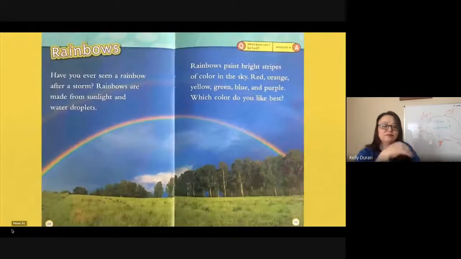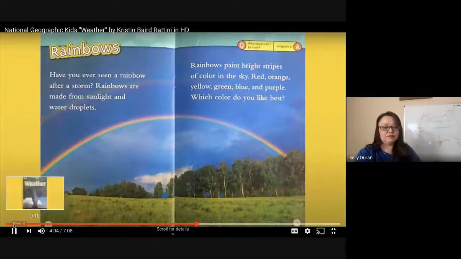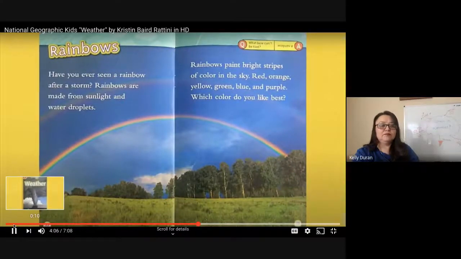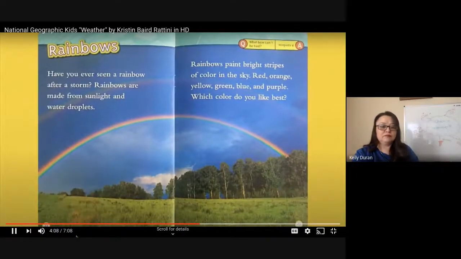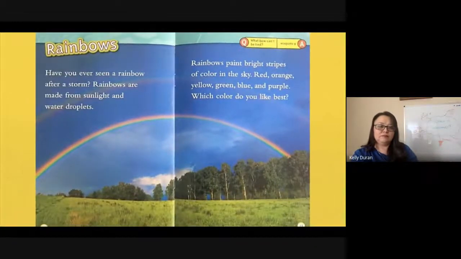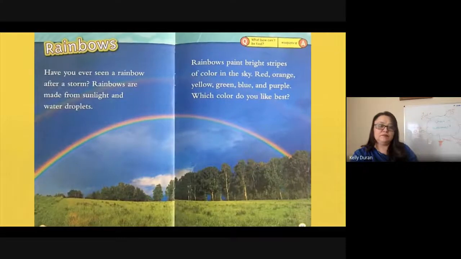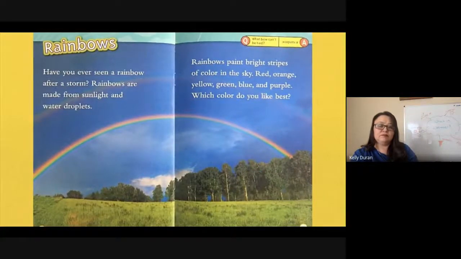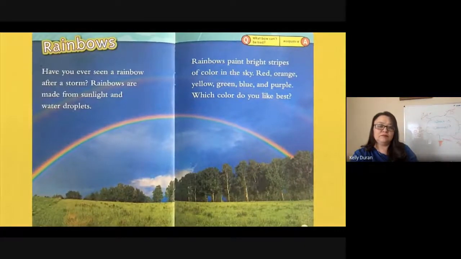Rainbows. Have you ever seen a rainbow after a storm? Rainbows are made from sunlight and water droplets. Rainbows paint bright stripes of color in the sky. Red, orange, yellow, green, blue, and purple. Which color do you like best?